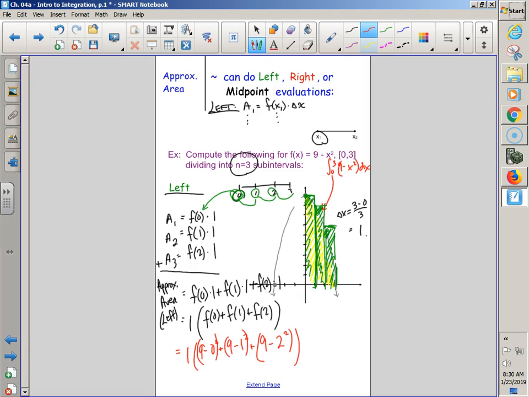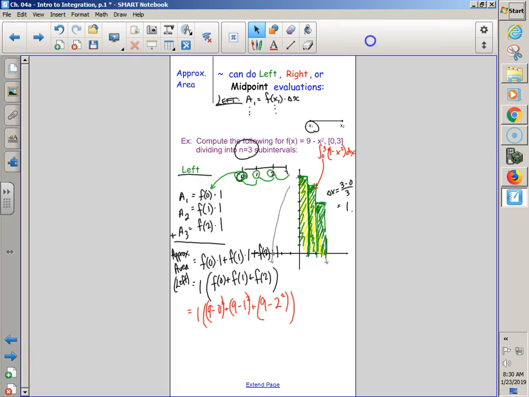But what if they were to say, hey, now let's make 10 subintervals? Aw, stink. 10 subintervals, first of all, we'd be going by 3/10. So 0.3, 0.6, 0.9, there'd be all kinds of stuff we're adding. So let's strategize real quick. I want you to throw 9 minus x equals.